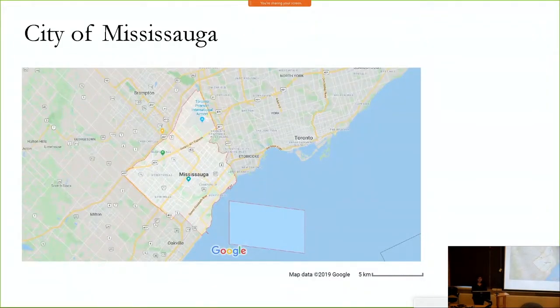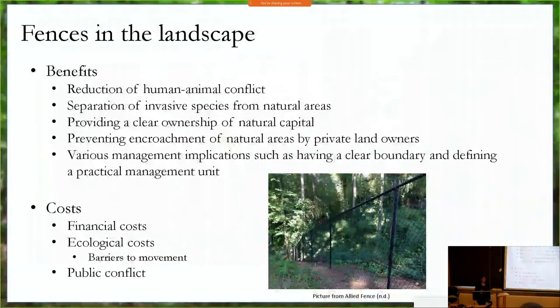Before I go more into my data, for those who don't know, this is Mississauga. It's located right near Toronto, and it's a large city. It's similar in species composition and weather to Toronto. Before we go more into my capstone, I would like to talk to you guys about fences.